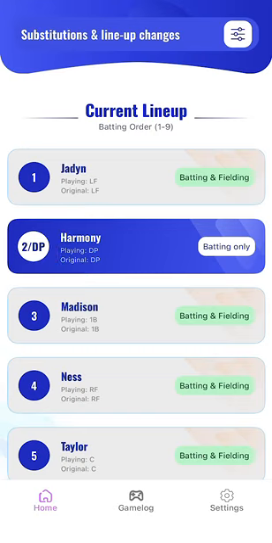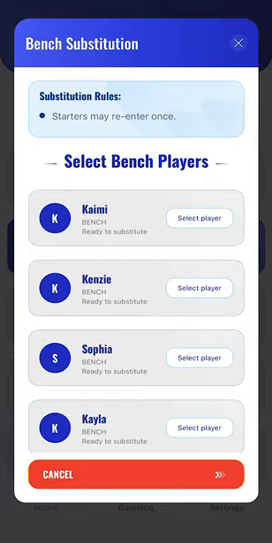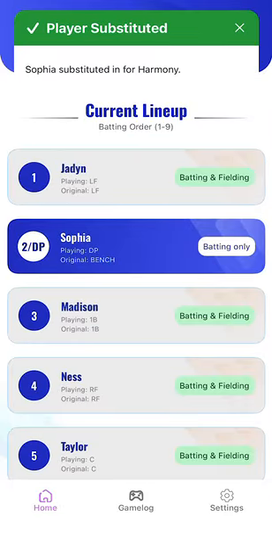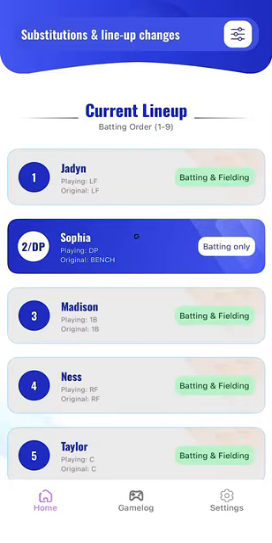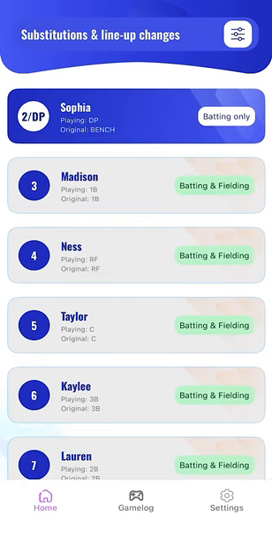So we're going to go ahead up to the substitution bar at the top, and we're going to go to bench substitutions, bench sub, and we're going to switch Sophia, who's an outfielder that's pretty fast, into the DP spot because we're on the base paths right now. So the game keeps going here.